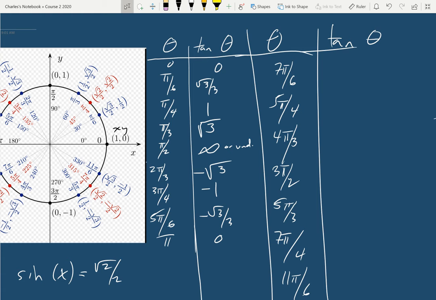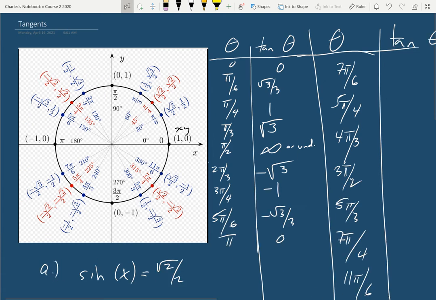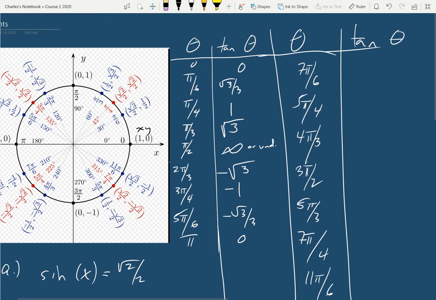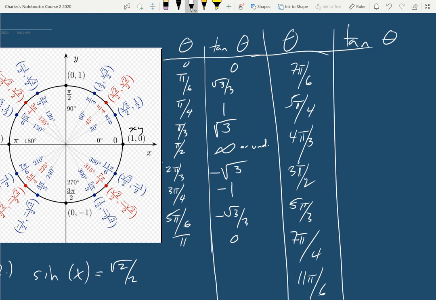And then from there, think about the signs in tangent. In quadrant 1, it's positive. In quadrant 2, it's negative. In quadrant 3, you have a negative divided by a negative, so you're going to get a positive. In quadrant 4, it's going to be negative. So in quadrant 3, you get positive numbers.